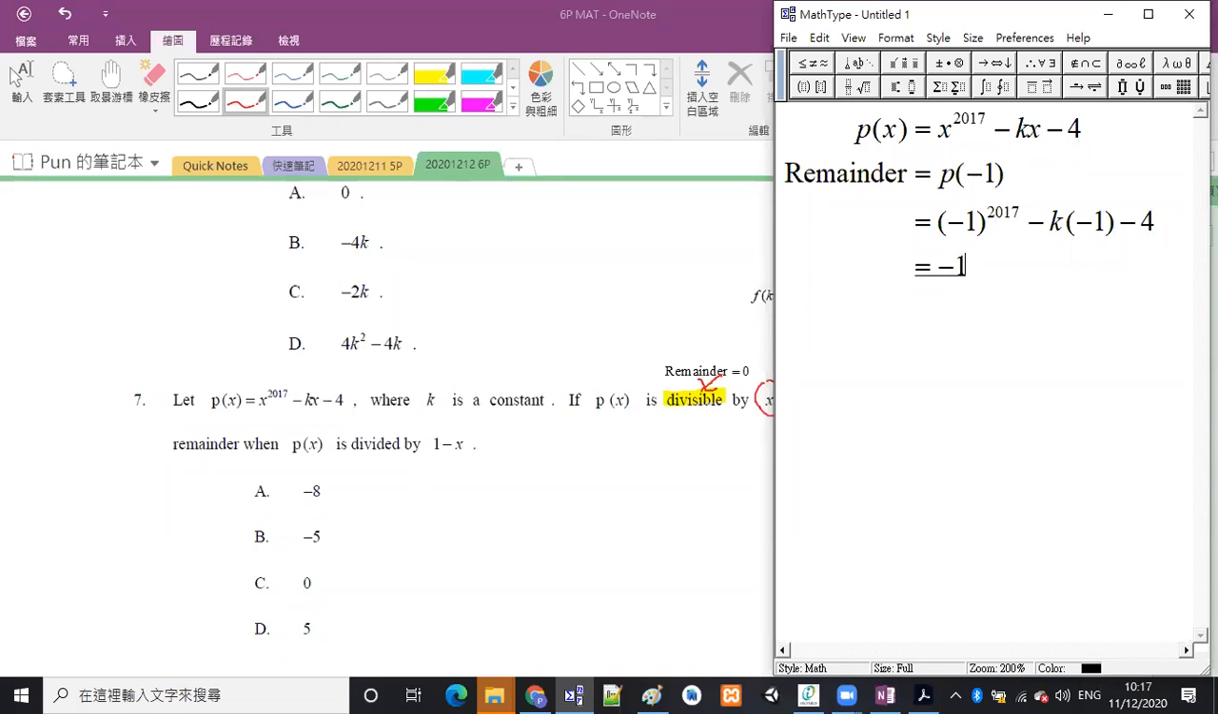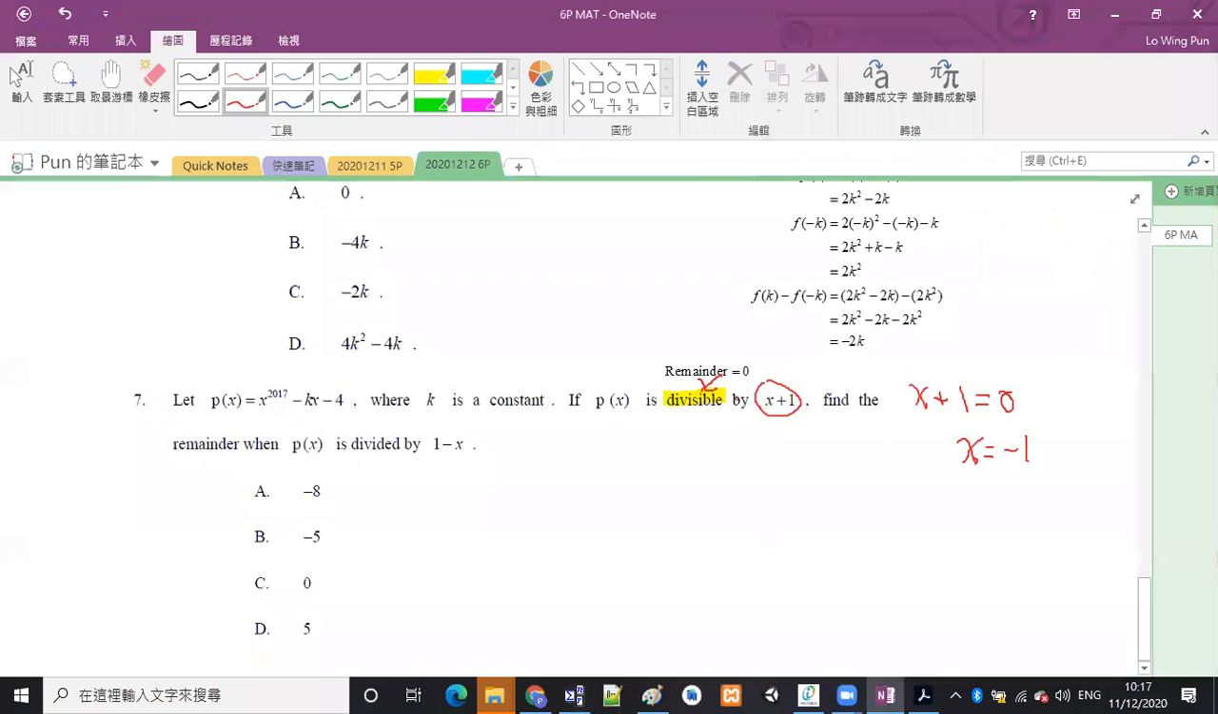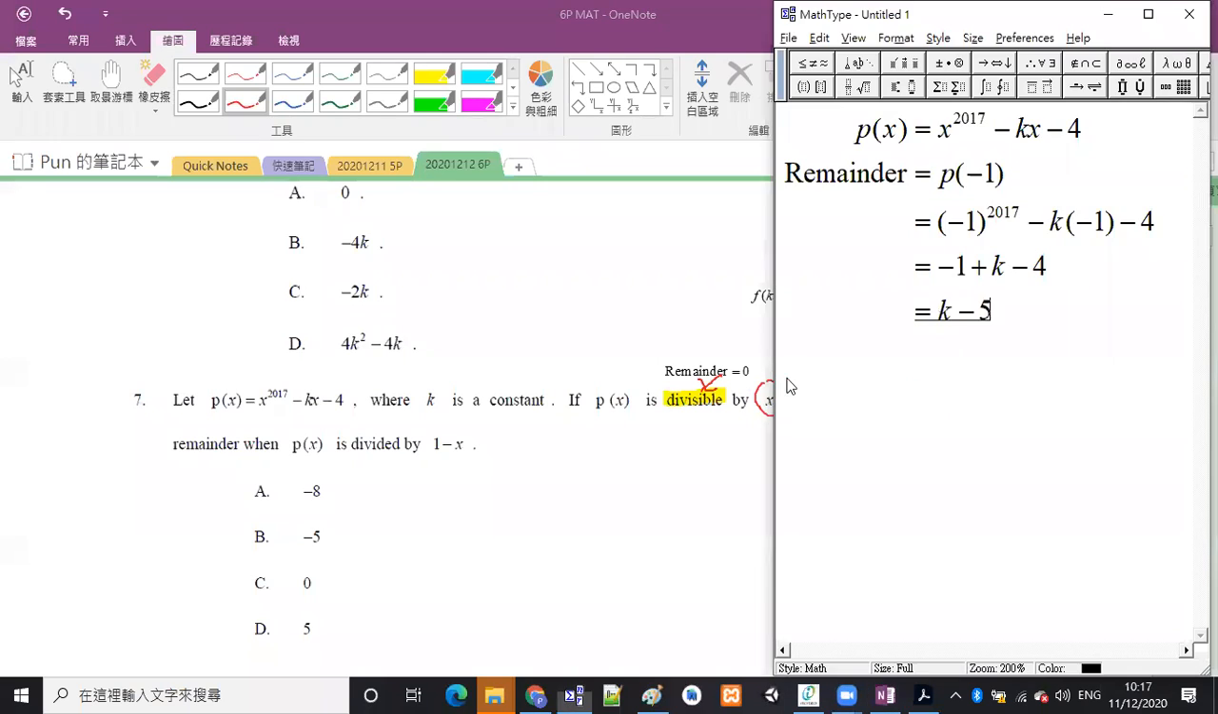So it is negative 1, and then minus k times negative 1 becomes plus k, and then minus 4. So this will be equal to k minus 5. Okay? So our remainder is equal to k minus 5. But the question tells us that it is divisible by x plus 1. It means that the remainder should be equal to 0. So k should be equal to 5. Can you see this? Okay.